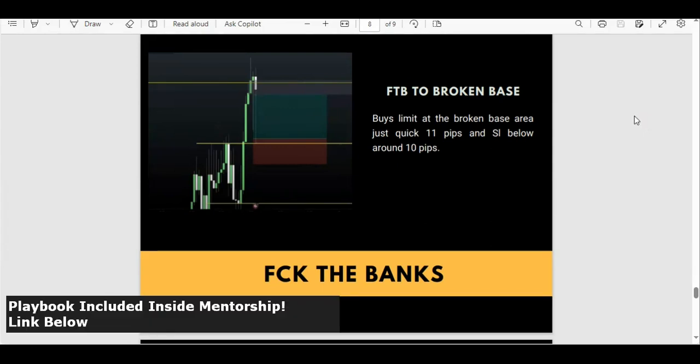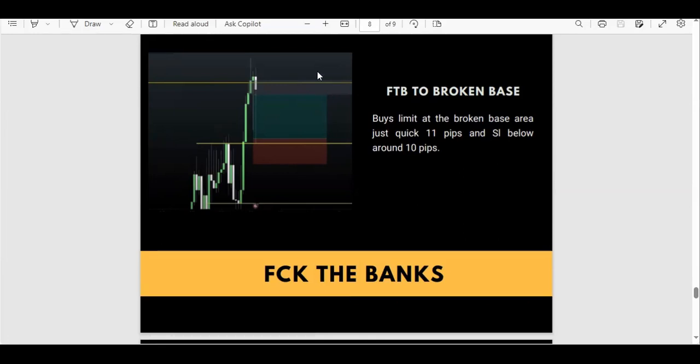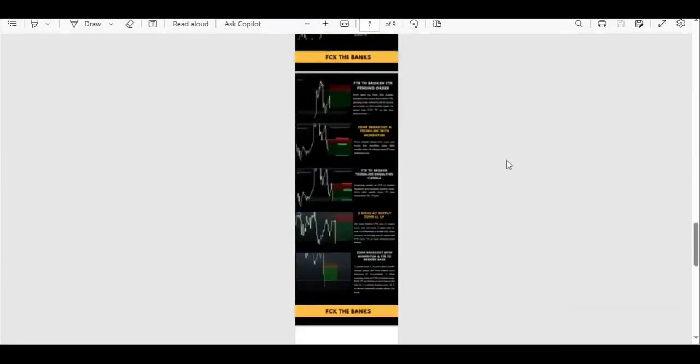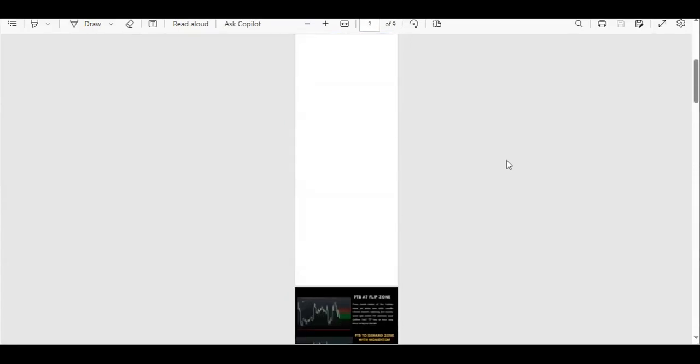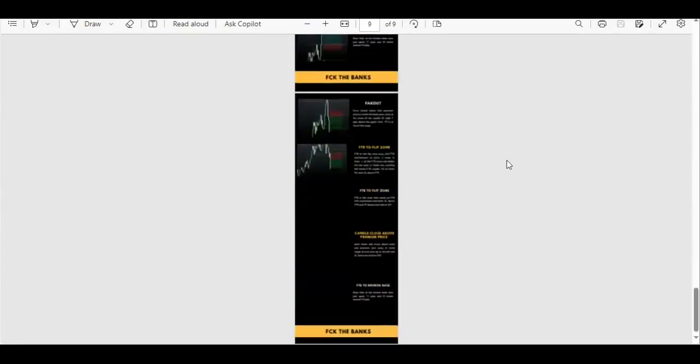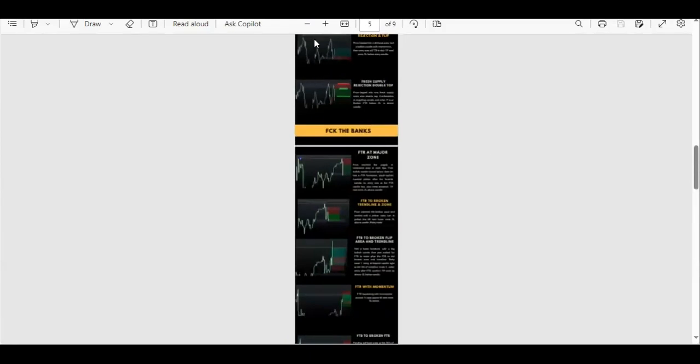So this one right here is one of the plays that I have in this rule book that I made. It is 9 pages long. There are a lot of them. Let me just show you. So basically this is it. It comes included in the members area. So let's go and dive into this one.